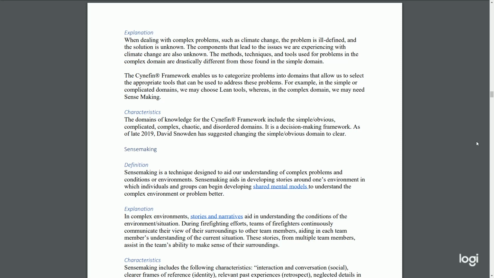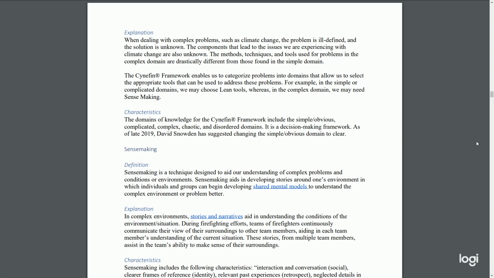For example, in the simple or complicated domains, we may choose lean tools, whereas in the complex domain, we may need sense-making. Characteristics. The domains of knowledge for the Cynefin Framework include the simple or obvious, complicated, complex, chaotic, and disordered domains. It is a decision-making framework. As of late 2019, David Snowden has suggested changing the simple or obvious domain to clear.